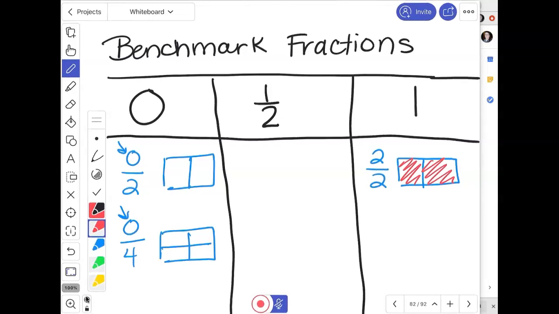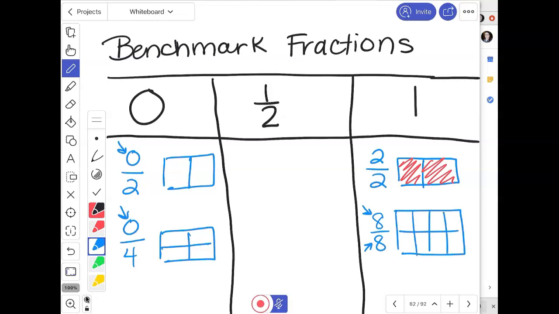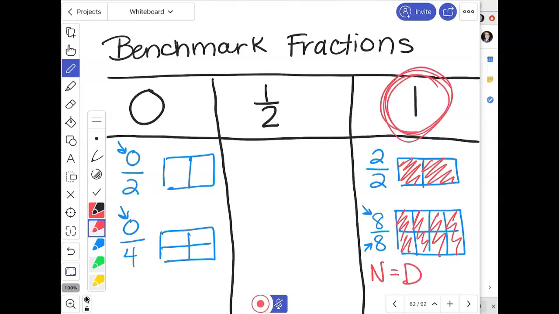The same thing is true if my fraction is 8/8. Both the numerator and the denominator are the same. So if I take my shape and cut it into 8 equal parts and all of those parts are shaded, the entire, whole rectangle is shaded. So when the numerator equals the denominator, we have a fraction equivalent to 1. Now that should be a review for you.